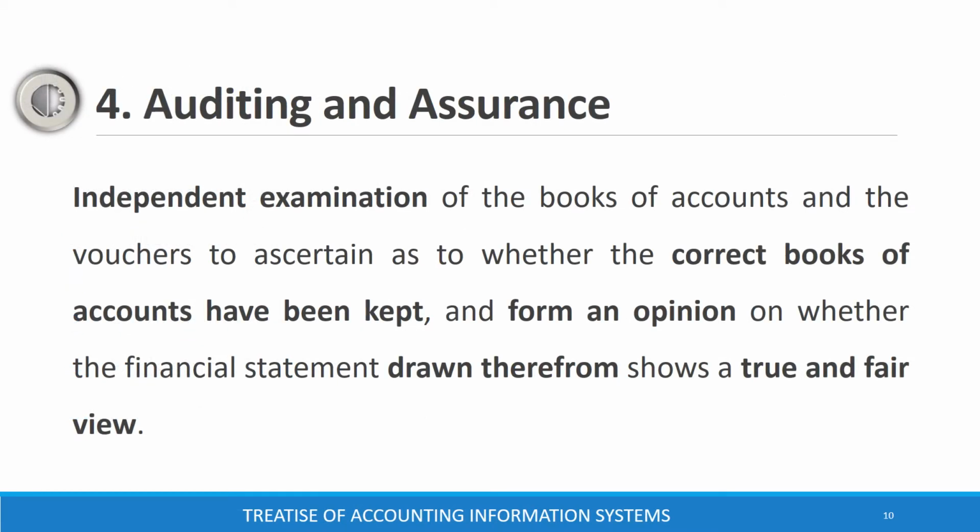The fourth branch of accounting is auditing and assurance. Auditing is an independent examination of the books of accounts and the vouchers to ascertain whether the correct books have been kept and to form an opinion on whether the financial statement drawn therefrom shows a true and fair view.